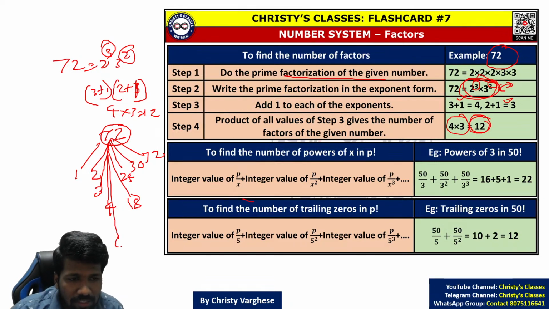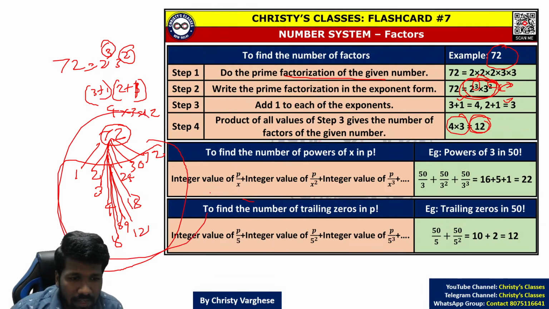5 is not a factor. 6 is a factor. 6 into 12 is 72. 8 into 9 is 72. These are the factors. These are the 12 factors. But instead of listing it out, you can directly say using this idea. I hope all of you understood it.